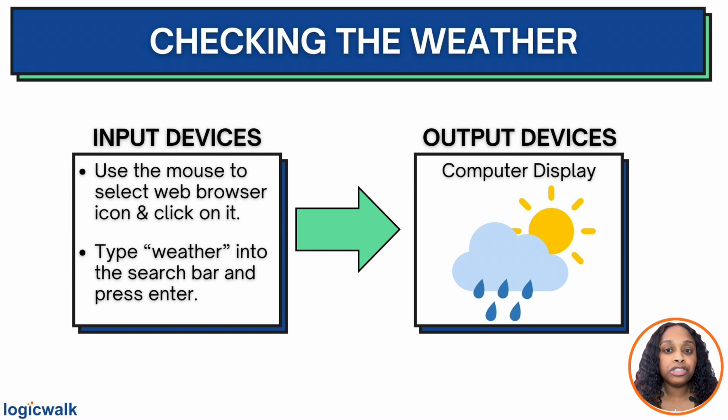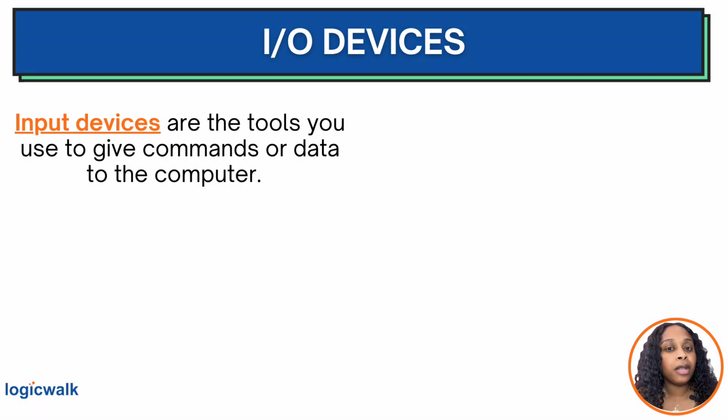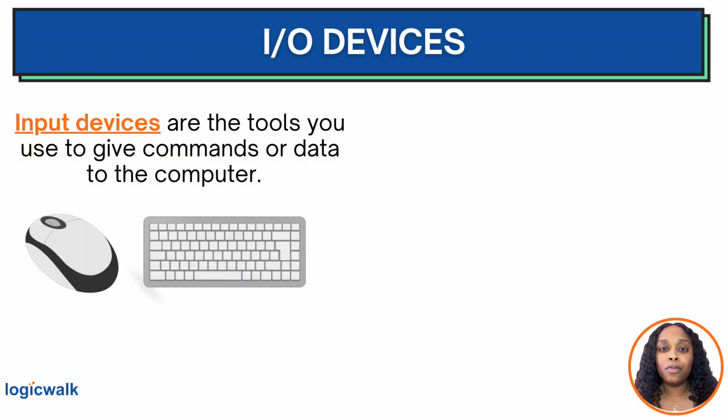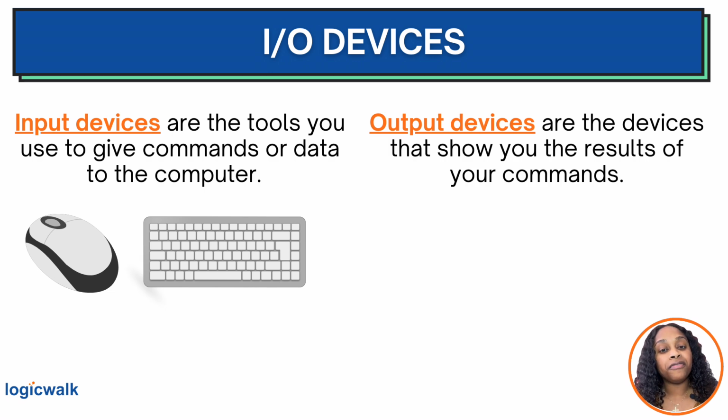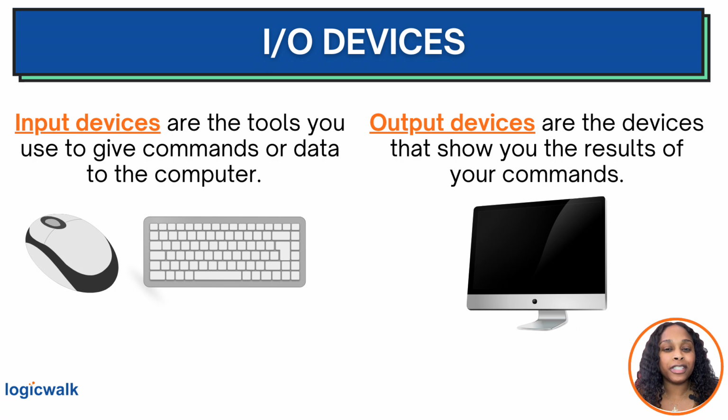In this example, you interacted with the computer using two types of devices: input devices and output devices. Input devices are the tools you use to give commands or data to the computer. In our weather example, the mouse and keyboard are input devices. The mouse lets you click and the keyboard lets you type. Output devices are the devices that show you the results of your commands, such as the computer monitor displaying the weather information. Both input and output devices, often referred to as I/O devices, are essential.